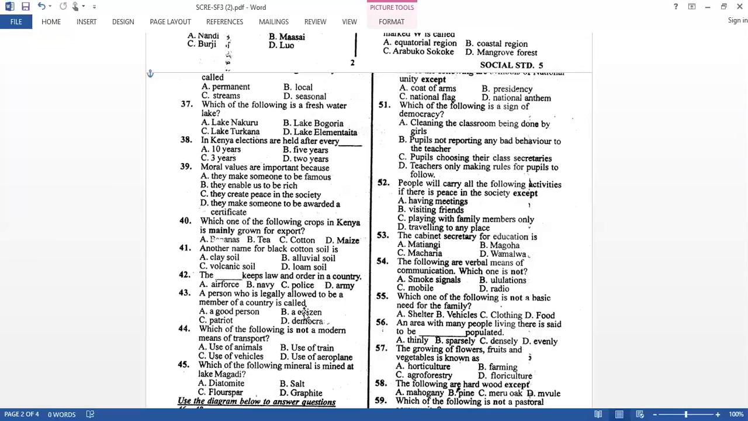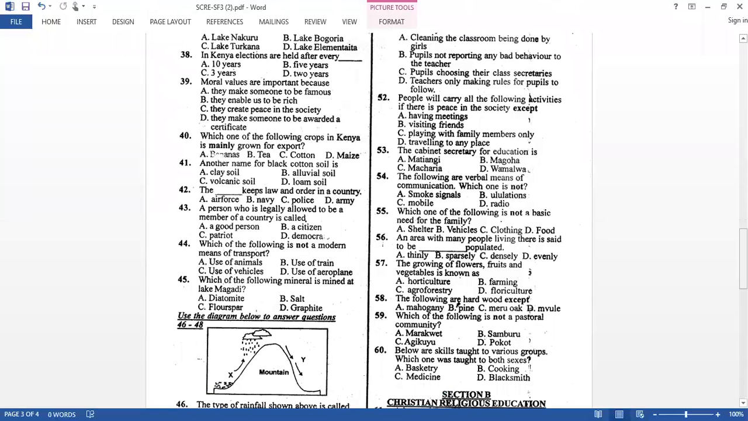Which of the following is not a modern means of transport? Use of animals in the past, that is traditional. Use of train, modern. Use of airplane, modern. Use of vehicles, modern. So the traditional one is use of pack animals. Remember, a camel and a donkey were used for transport in the past.